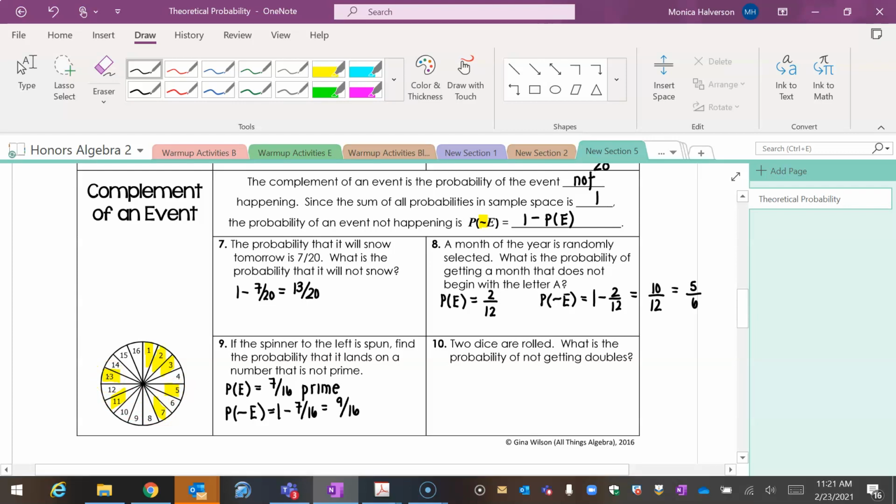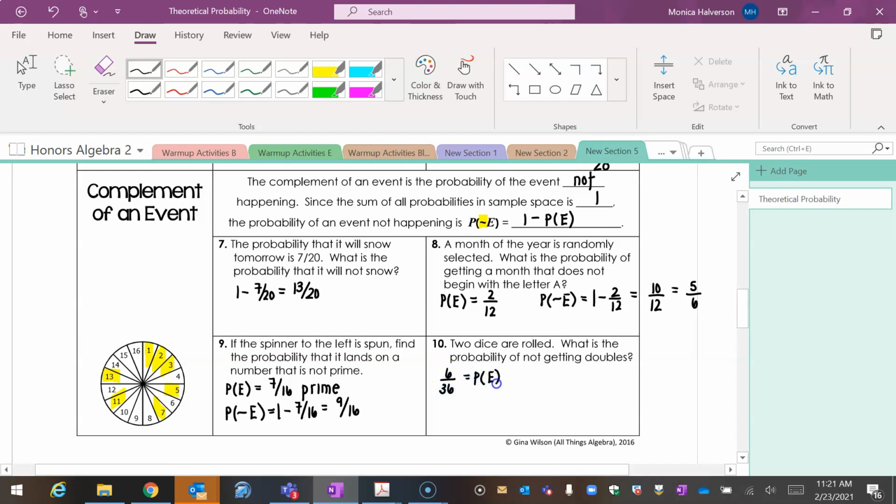All right, let's look at number 10. 2 dice are rolled. What is the probability of not getting doubles? So we know that getting doubles is 6 out of 36.